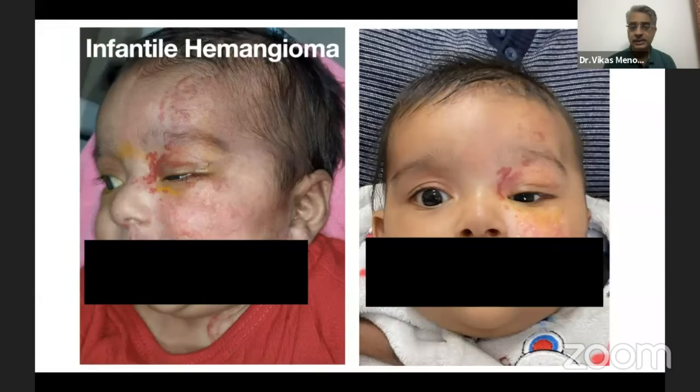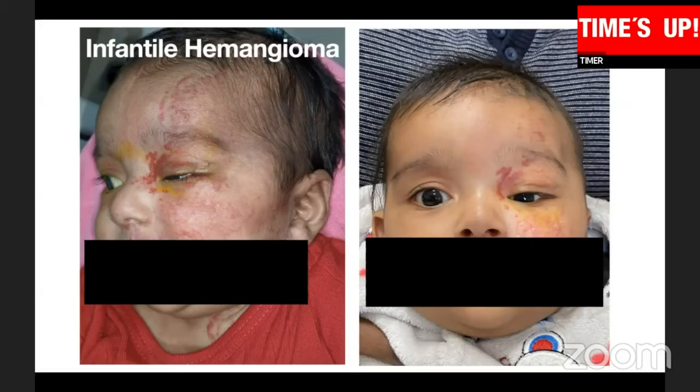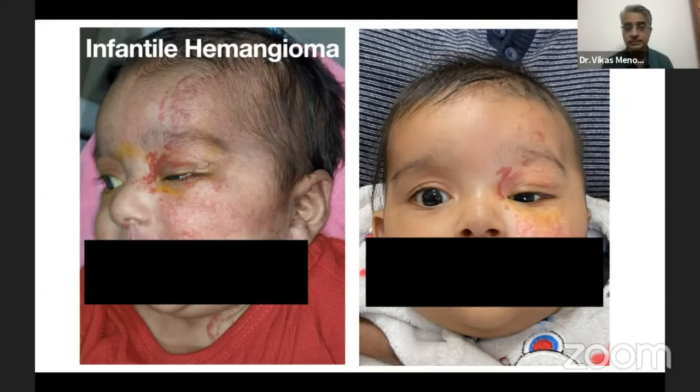The classification also, Dr. Seema just mentioned that ISSVA classification has kind of changed the way we view these hemangiomatous lesions or vascular lesions on the eyelids and on the conjunctiva. Infantile hemangiomas are those which grow over a period of time, and then after a few years they gradually start subsiding.